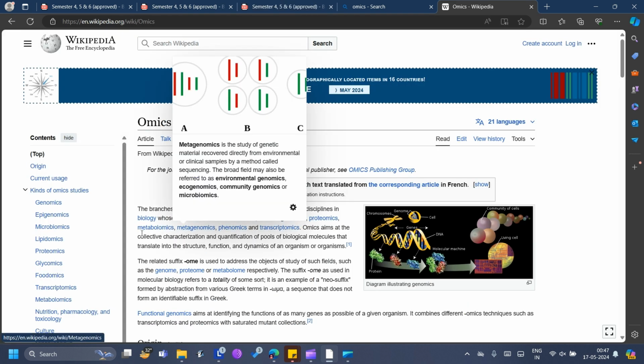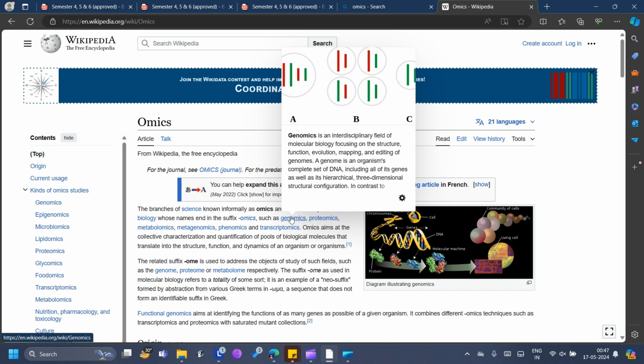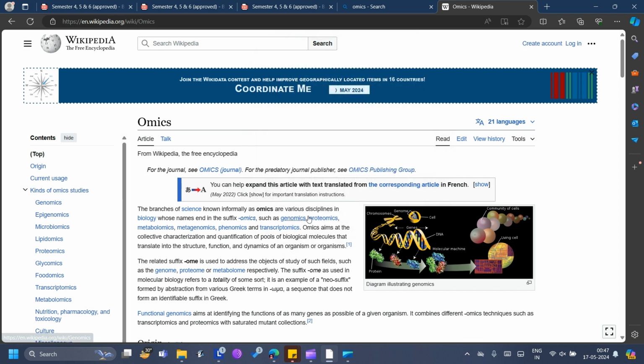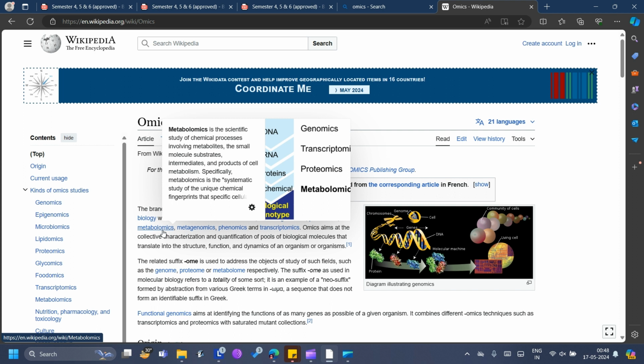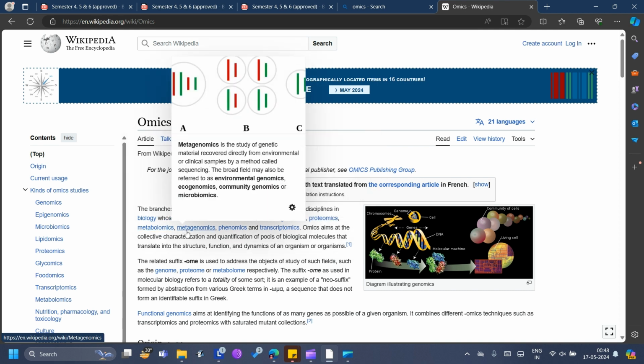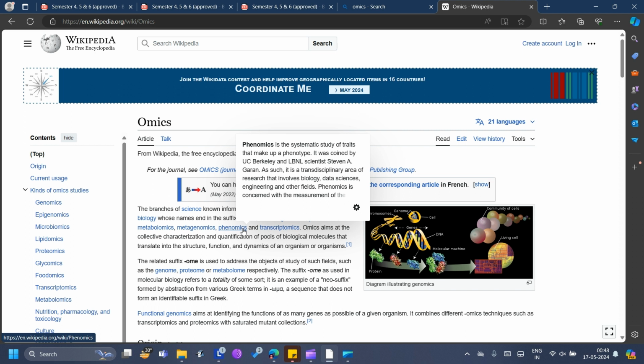Then we also have some other things. I also opened the page, I'll read them to you. We have metabolomics, okay, I was pronouncing it wrong. We have metagenomics, we have phenomics, we have transcriptomics, okay. Now, genomics, computational biology relating to genes. Proteomics, computational biology relating to proteins. Metabolomics, computational biology when we are focusing on metabolization in our body. Then metagenomics, it is like genomics, but what's written here? Genetic material recovered directly from environmental or clinical samples by a method called sequencing, okay?